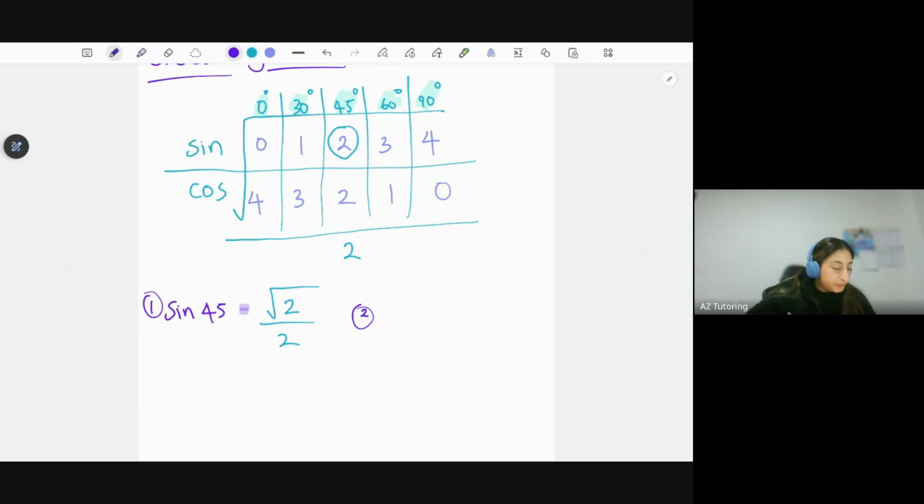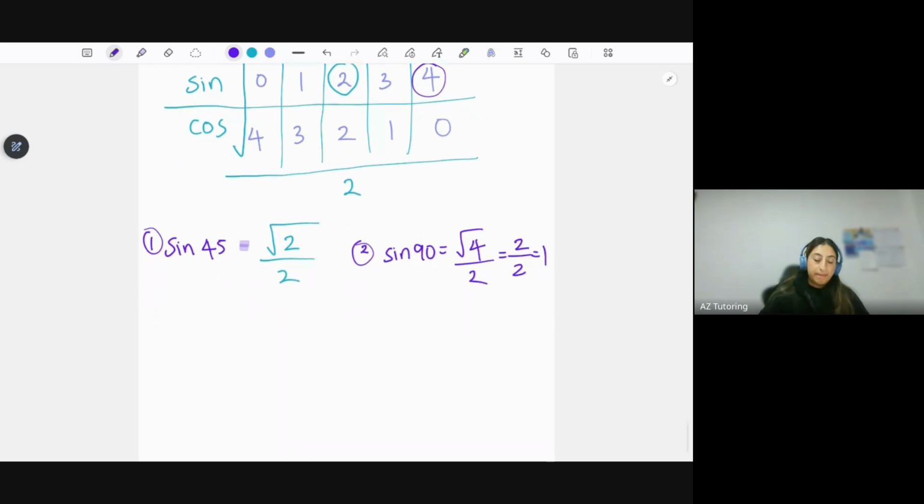Let's do another one. Let's work out what sine 90 is. So sine 90 is square root of 4, all divided by 2. Remember, it's always divided by 2. We know what square root of 4 is. Square root of 4 is just 2, divided by 2, which is just 1. So sine 90 is just 1. Let's do another one.